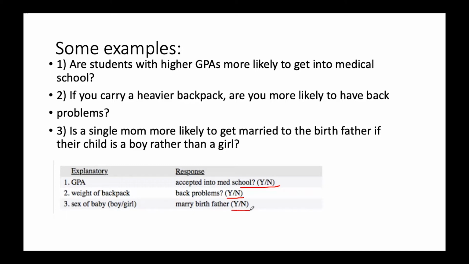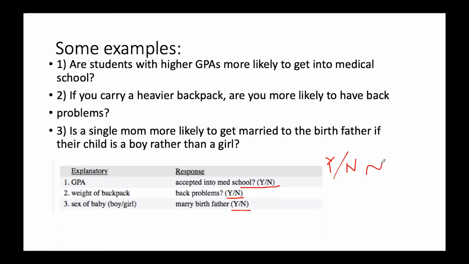So yes or no. The three examples have one thing in common. Their response variables are binary response variables. Binary means there are only two possibilities, either this way or that way. So these are typical questions that can be solved using logistic regression. You can see that for logistic regression, your response variable must be a binary response.